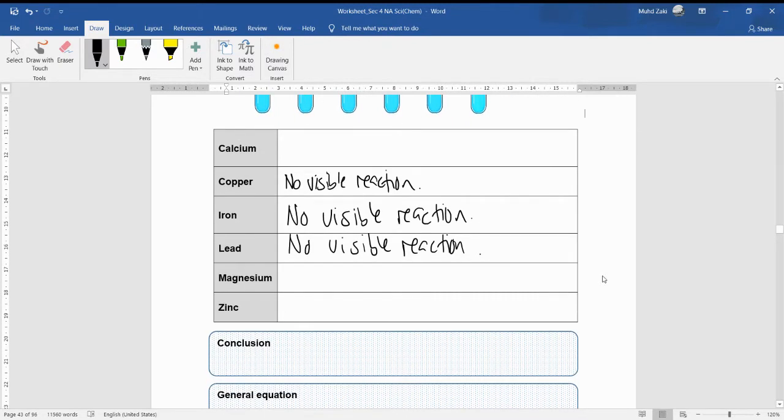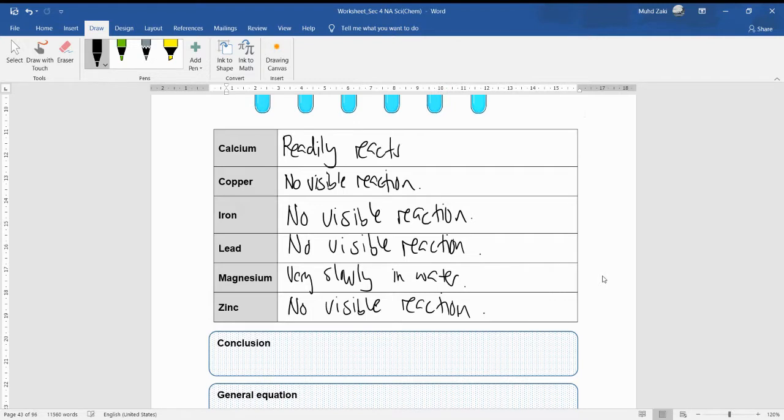Zinc also. Zinc is used in old kampong atap roofs. If you recall, atap roofs with zinc don't really get dissolved or reactive in water. If not, how to live in the house? However, other metals react. Magnesium reacts very slowly in water. Calcium reacts readily in water.